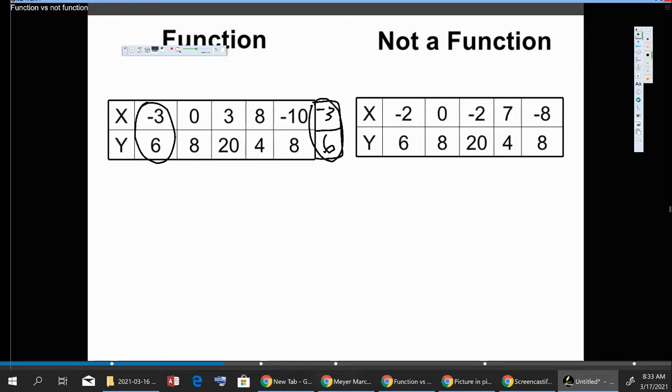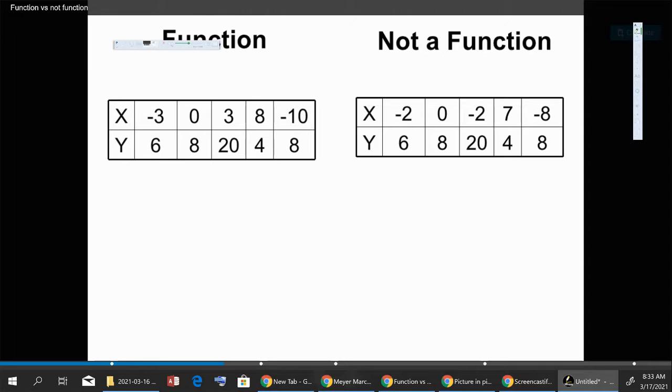So even though the -3 appears more than once in my inputs and my X values, it has the same output, so I'm okay. The table on the right is not a function because here's why. Every input, right, now it's a mystery. I don't know what the output's going to be. The input of -2 could be an output of 6 or an output of 20.